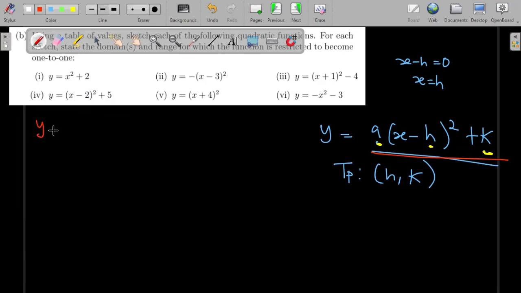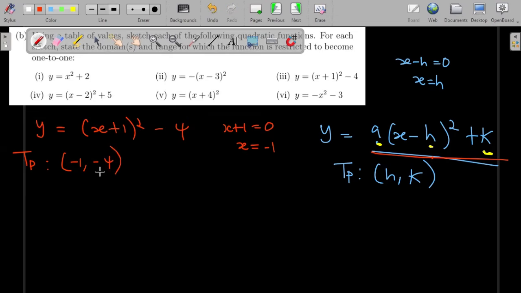So 3: y equals x plus 1 squared minus 4. This one is already in this form, so there's nothing that we are doing to it. We are just getting the turning point. For the turning point, we equate this x plus 1 to 0, and then we solve for x. So that will be minus 1. And then for the y coordinate, we just get whatever is outside there, so we get minus 4. So the turning point is (minus 1, minus 4).